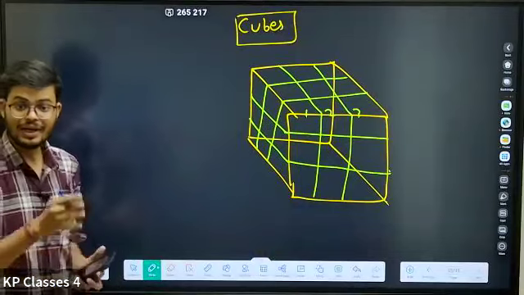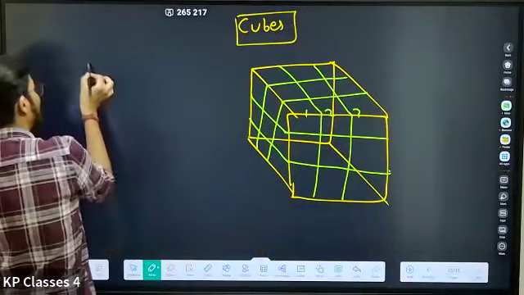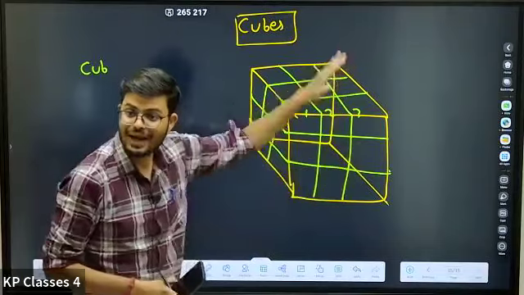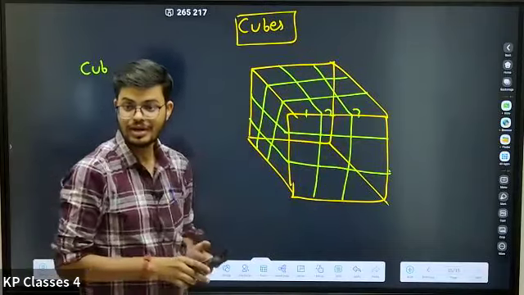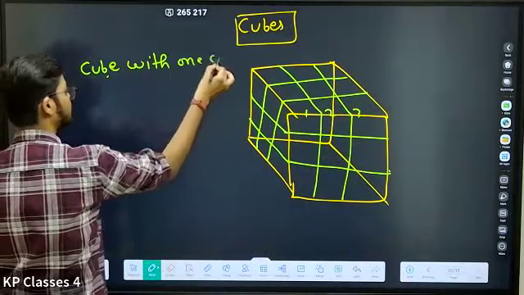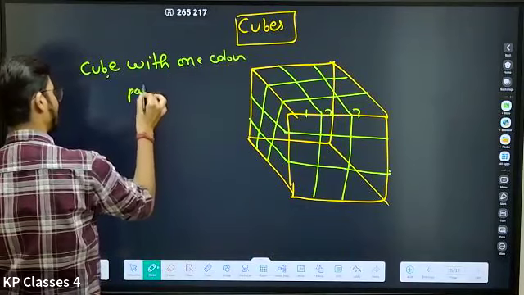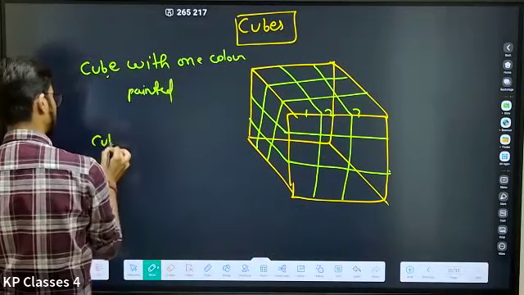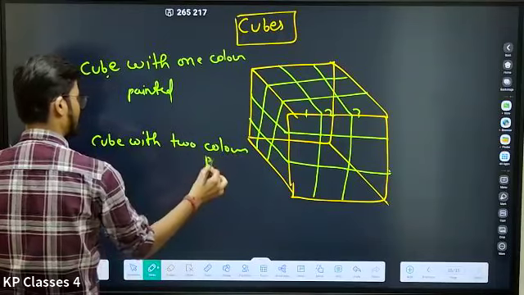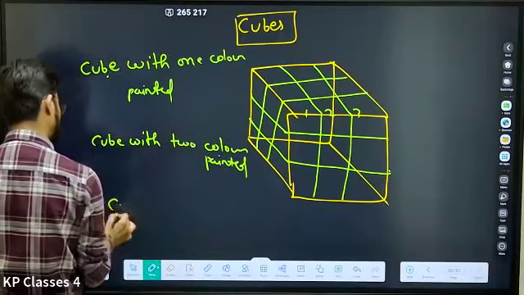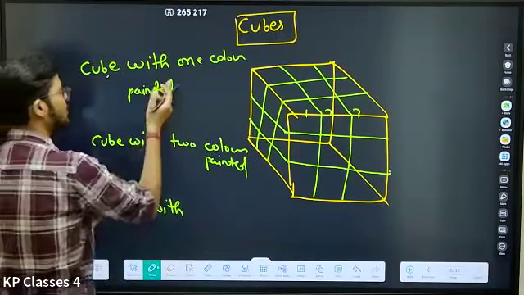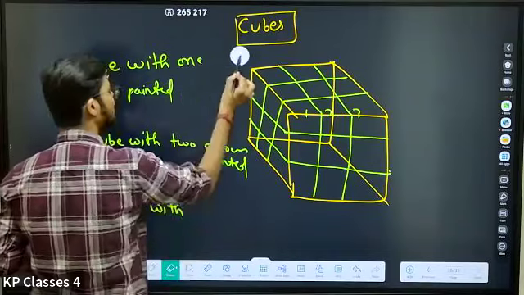Now, try to understand how many types of questions are there. Suppose it says cubes with one color. This is a cube, I have divided it into 3 parts, and I am going to paint the complete figure. Now, what type of question can be there? Cube with one color painted. Cube with two color painted. Cube with three color painted. Cube with not three color painted. Cube with one side painted. I'll be explaining all of that.